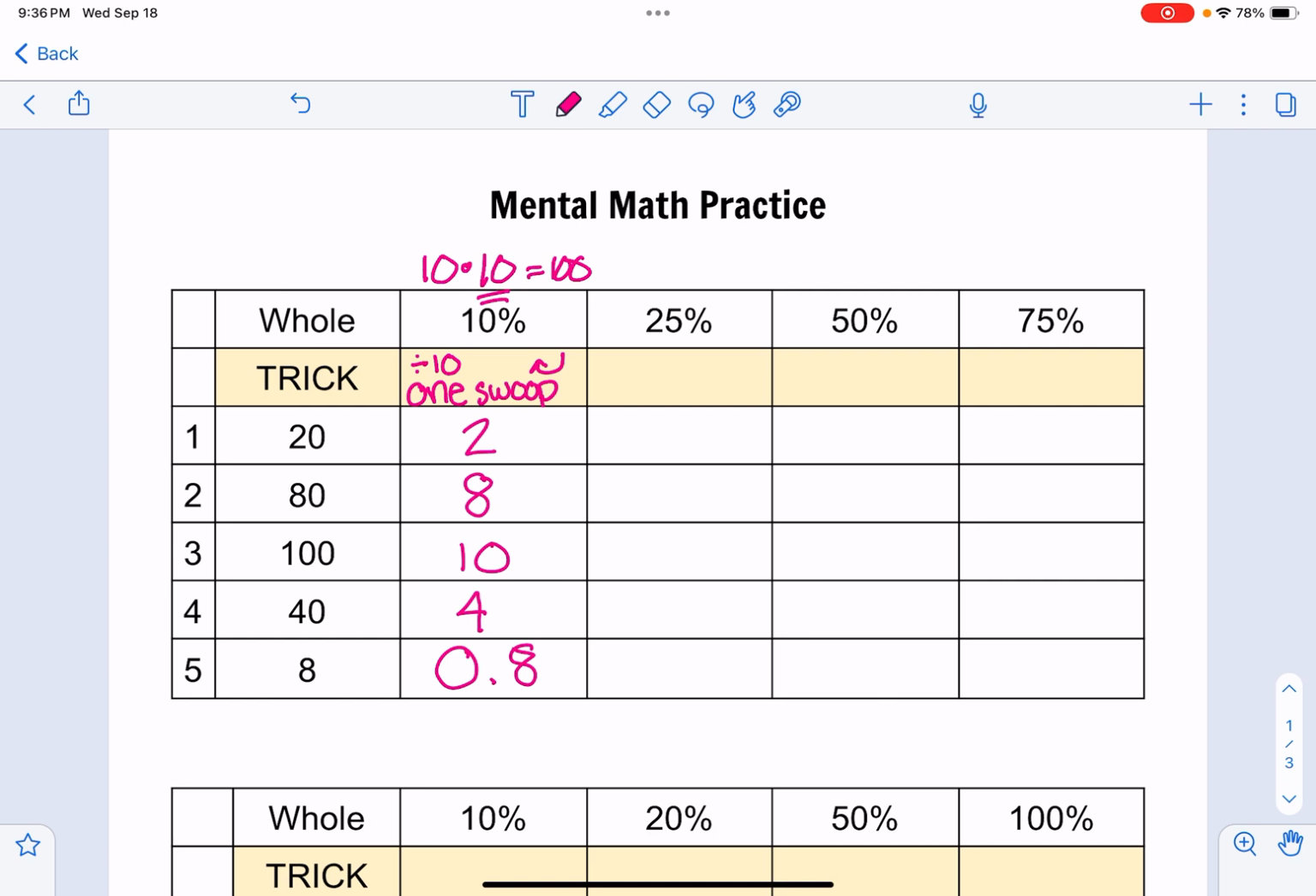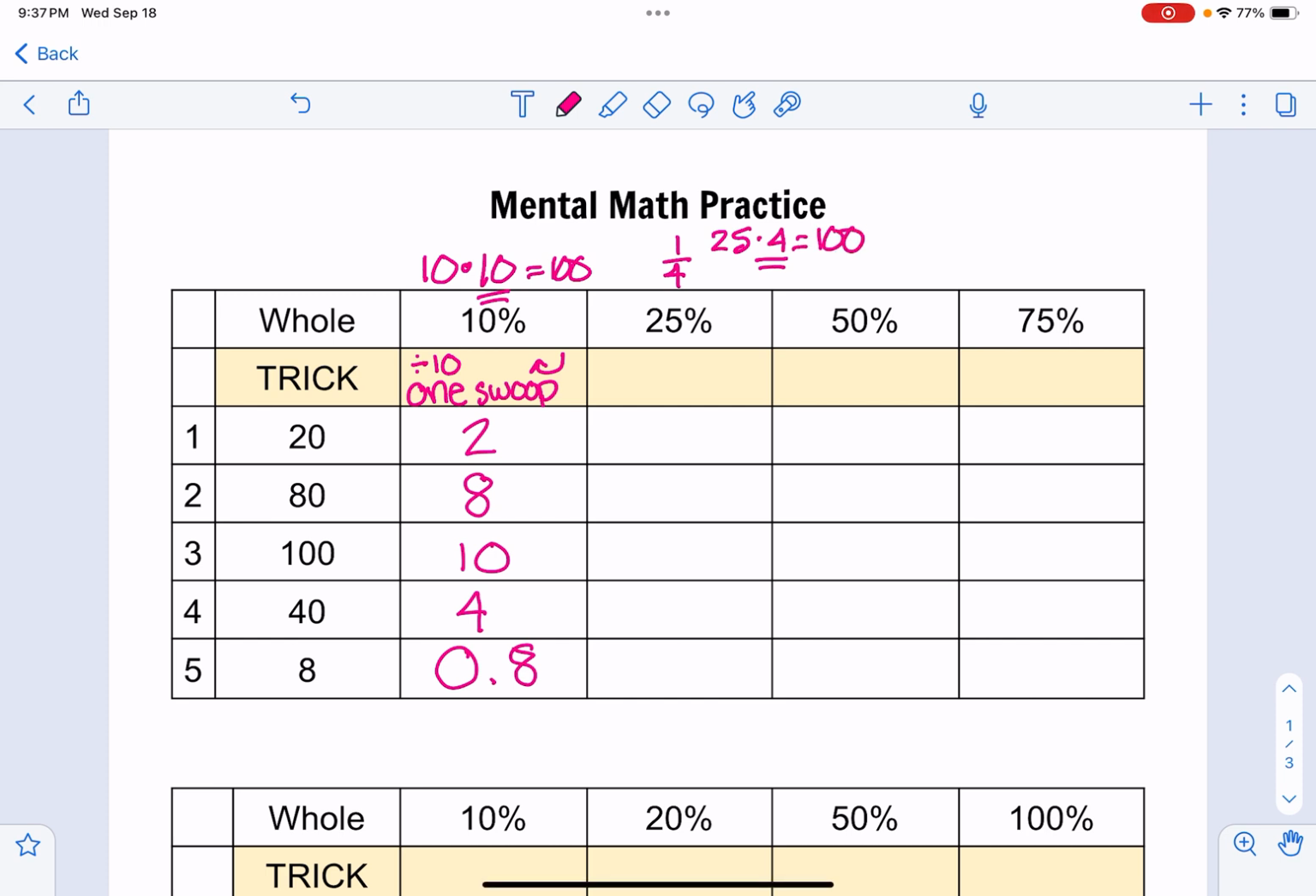All right, now we're going to do 25%. We know that 25% is the same thing as 1/4. And we're going to use that knowledge to help us find 25% easily. 25 fits into 100 10 times. I'm sorry, that's not right. 25 fits into 100 4 times. So 25 times 4 is equal to 100 because 25% is equal to 1/4.